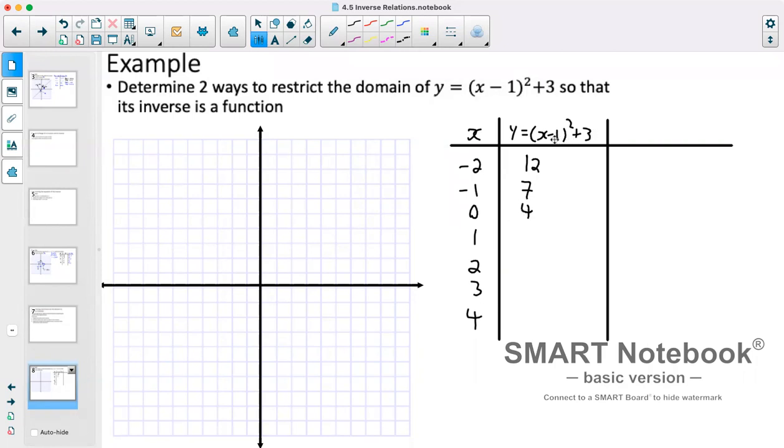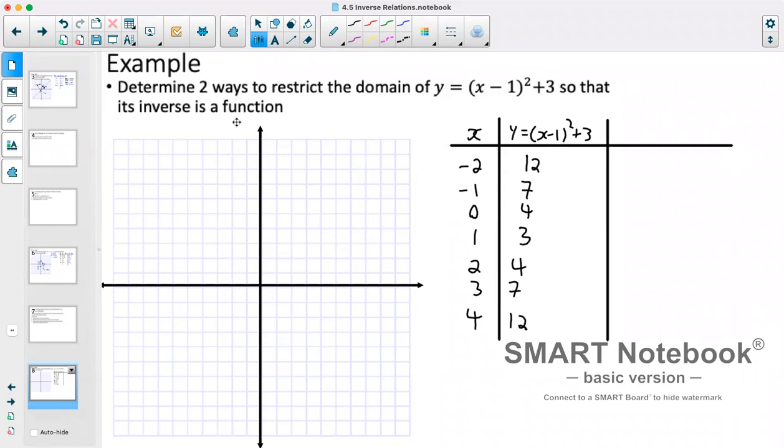Then we have 1 minus 1 is 0. 0 squared is 0, plus 3 is 3. Then we have 2 minus 1 is 1. 1 squared is 1, plus 3 is 4. Then we have 3 minus 1 is 2. 2 squared is 4, plus 3 is 7. Then we have 4 minus 1 is 3. 3 squared is 9, plus 3 is 12.